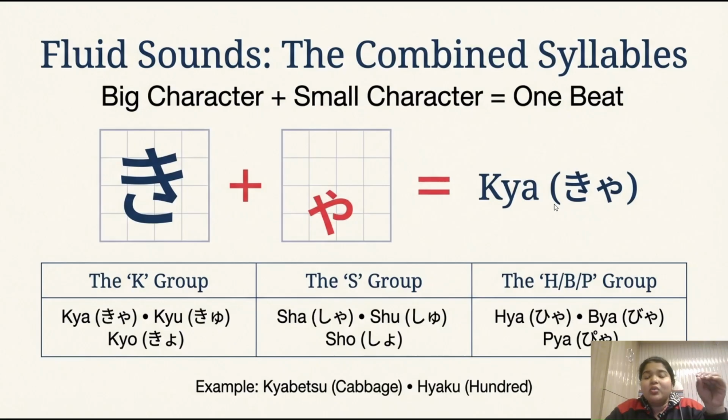Now this entire routine is followed for all the alphabets attached with the I or E vowel, which changes the sound, and it needs to be spoken in one beat. For example, cabbage is known as kyabetsu. And 100 is spelled as hyaku. You can see the pronunciation, the beat over here matters.